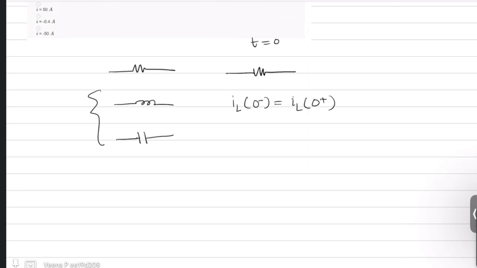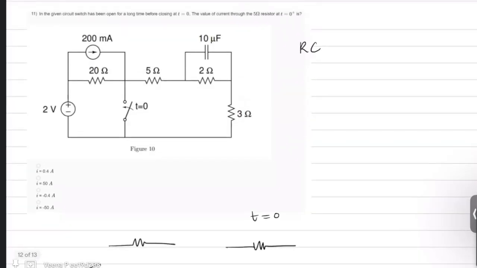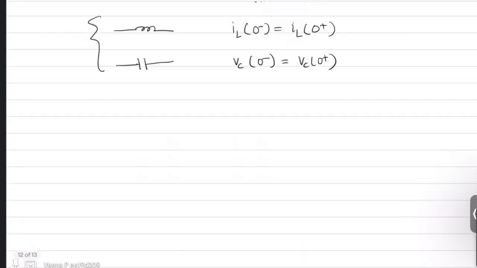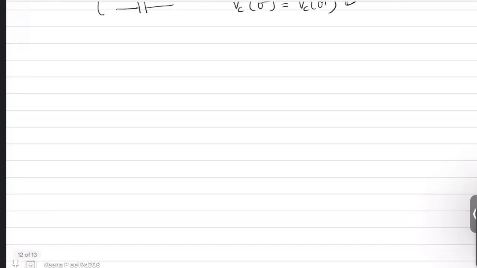In the case of a capacitor, it is the voltage. So the voltage across a capacitor before switching and just after switching will be the same. In the given problem, you are asked to find the current flowing through the resistor at t equal to 0 plus. That means you have to apply this logic in this problem. So let us redraw the circuit.